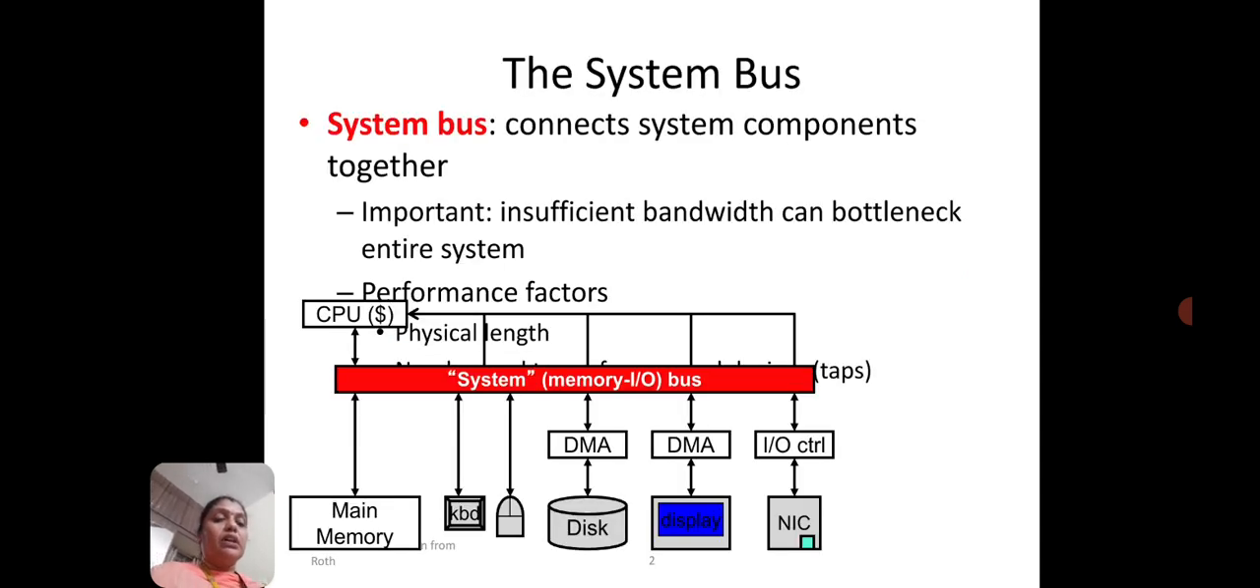So bus is a group of wires. That is, a bus consists of physical parts, like connectors and wires, and a bus protocol. So the devices or components are connected through the buses. The important thing is insufficient bandwidth can bottleneck the entire system.